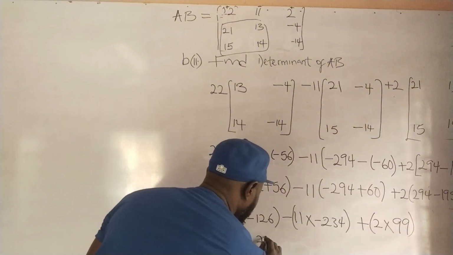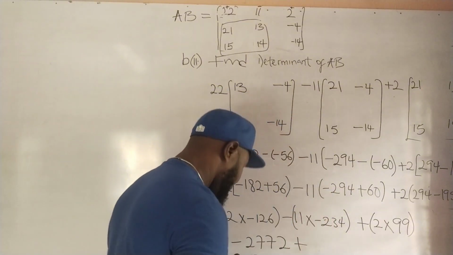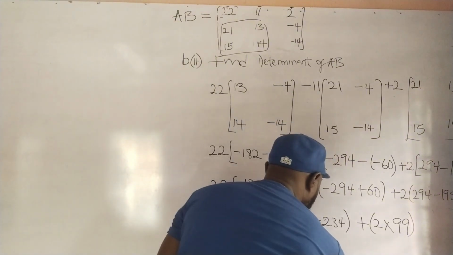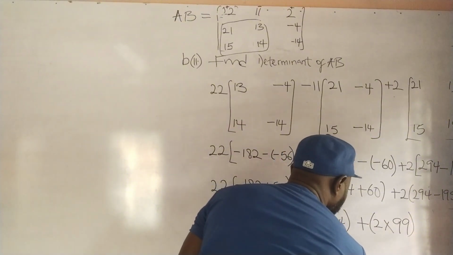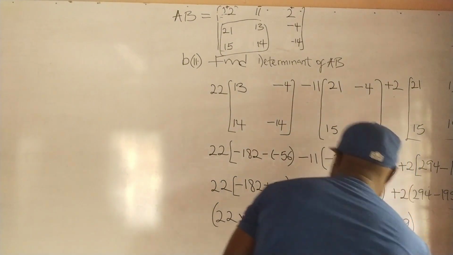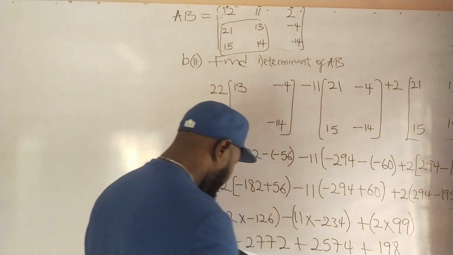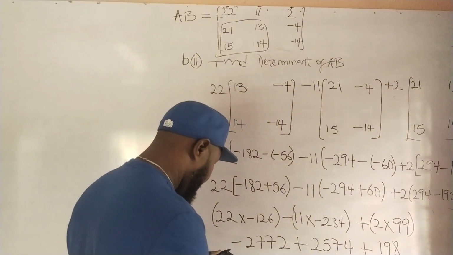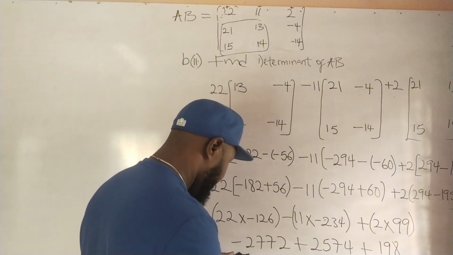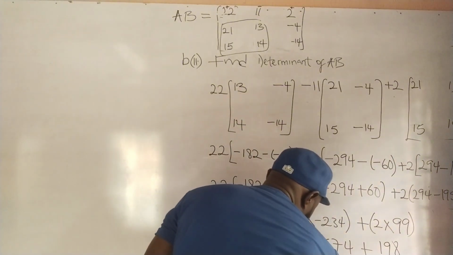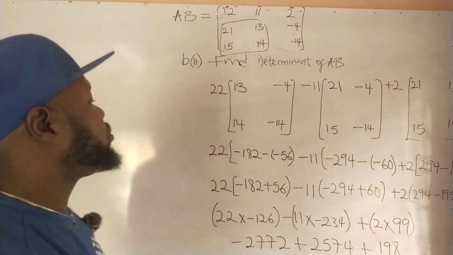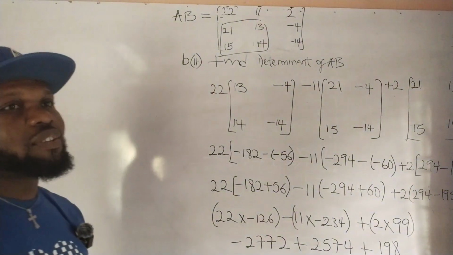Minus 2772 plus 11 times 234. 11 times 234 is 2574. Plus 99 times 2, 198. So minus 2772 now plus 2574 plus 198 equals 0. So our final answer is 0. So the determinant of AB now is equal to 0. It is as simple as that.